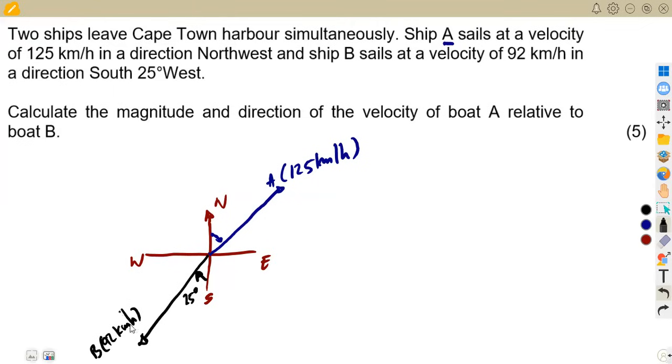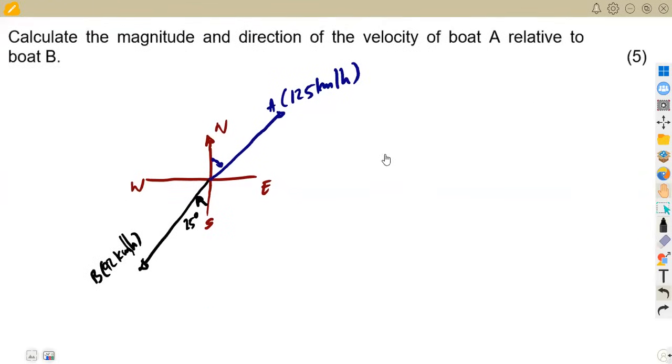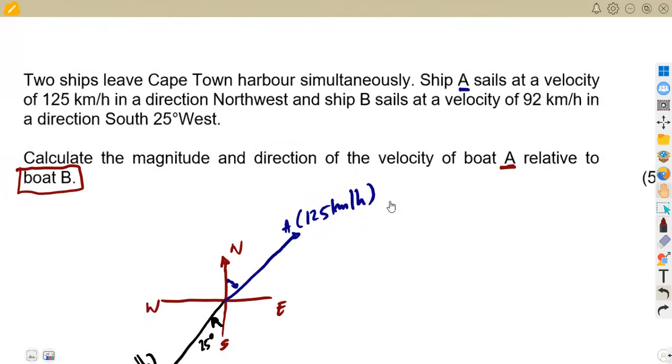So the question in this case is to find or to calculate the magnitude and direction of the velocity of boat A relative to boat B. Take note, boat A relative to boat B, relative to this one. So we are supposed to stop B. That is the concept. We are supposed to stop B in this case. So how is this going to happen? All right, let us see the first part here.